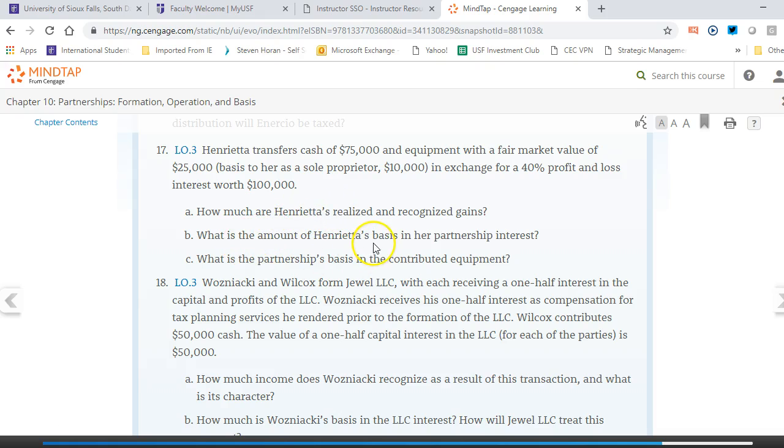B, what is the amount of Henrietta's basis in the partnership interest? And I probably already answered that, but it's $85,000. Basically, the 75 plus the 10 basis. So 10 plus 75 is the 85.